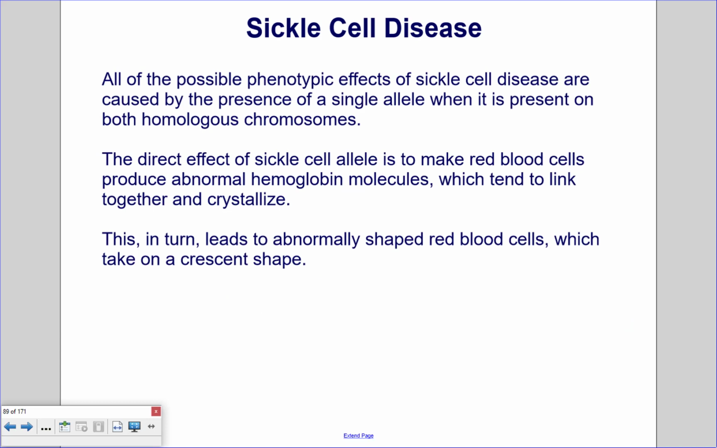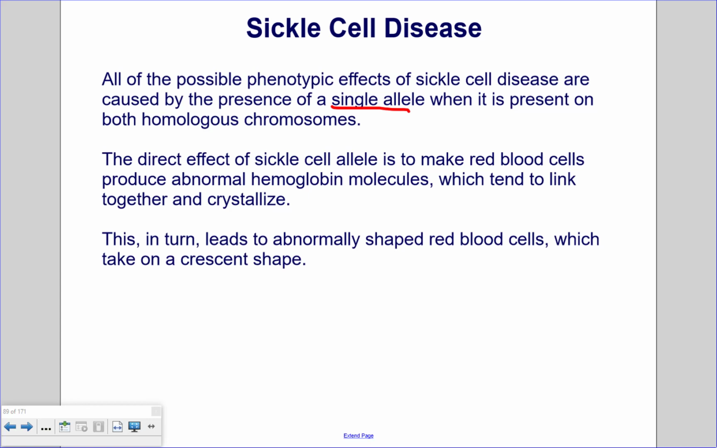Sickle cell disease. All of the possible phenotypic effects of sickle cell disease are caused by the presence of a single allele when it is present on both homologous chromosomes. And this single allele, by the way, is a mutation that causes just one amino acid to be wrong in the whole amino acid sequence of the protein.